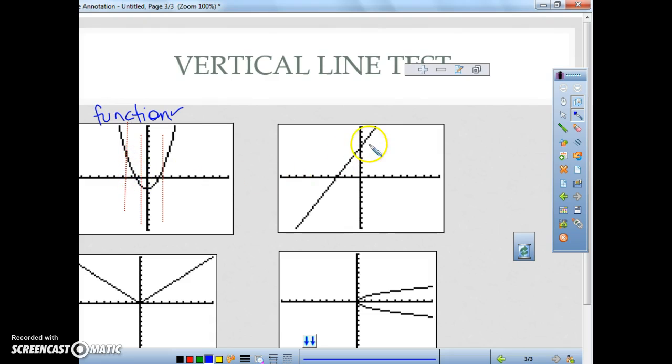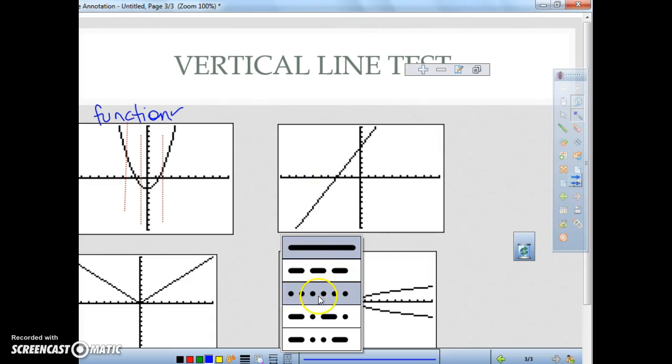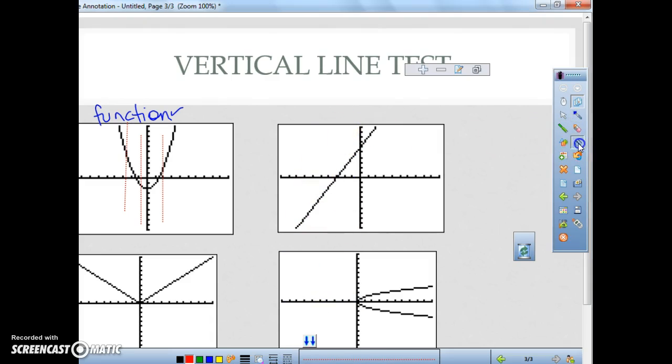Look at the line. Again, if we drop a vertical line anywhere on there, it only is going to hit it one time, no matter where I put it. So it's a function. How about this V graph? No matter where I put that line, it's only going to hit it one time. That should be vertical. So yes, this one's a function.